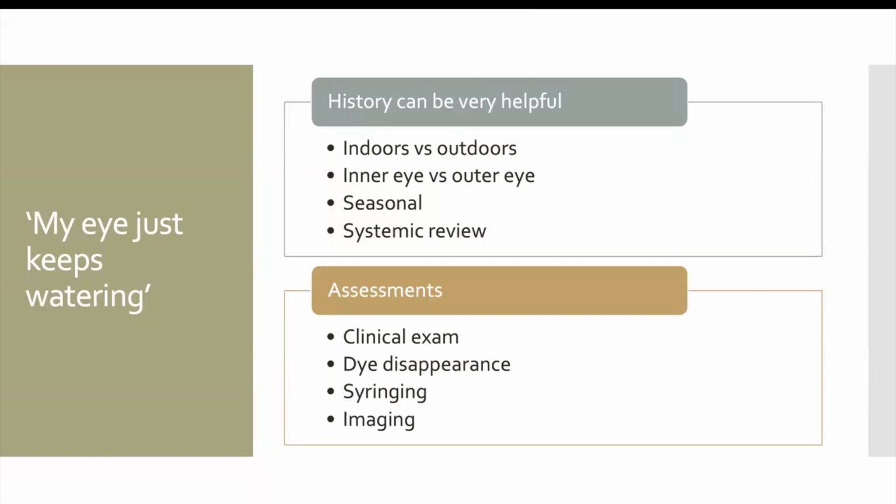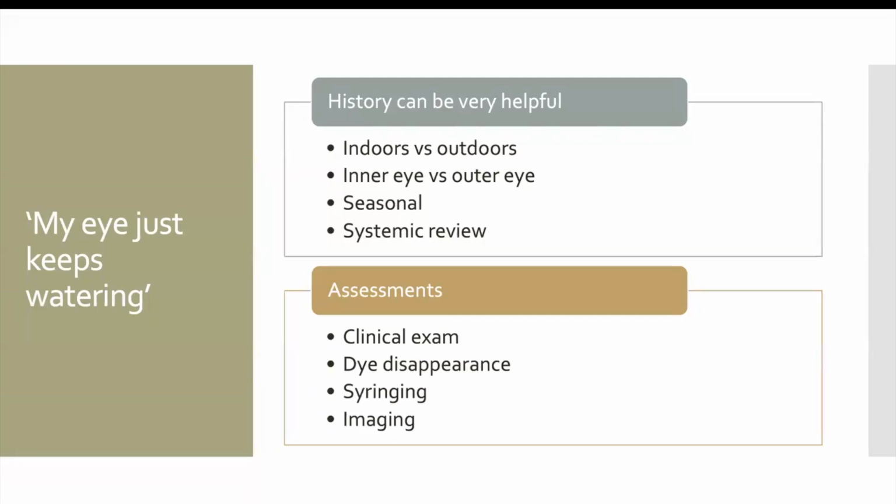Another useful question is specifically where the watering is coming out from. Is it coming from their inner eye versus their outer eye, or more the lateral end? If it's coming out from the lateral end, sometimes that's more of a problem of positioning and anatomy, whereas with the inner eye, it can sometimes be a problem with drainage. Is it seasonal? Does it change with the weather? And also just take a systemic review.